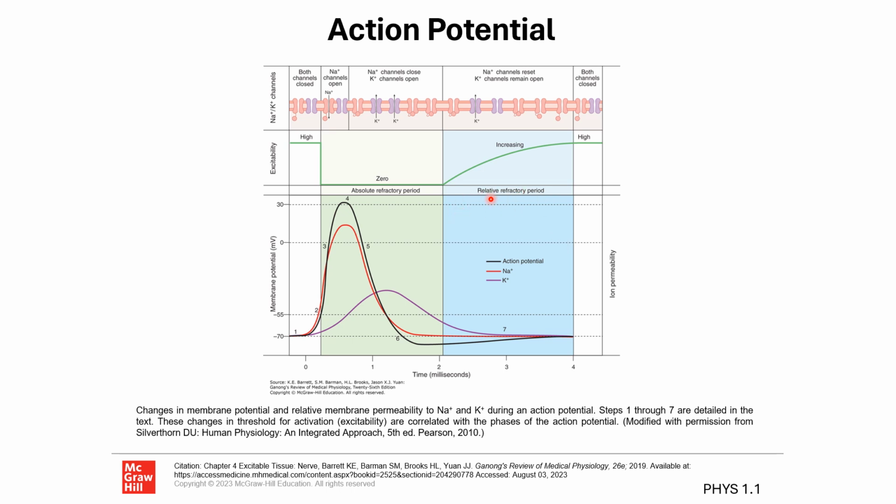So with a strong enough stimulus, a neuron can be stimulated again during the relative refractory period. So listen carefully. A neuron cannot be stimulated again during the absolute refractory period, but it can be stimulated again during the relative refractory period.